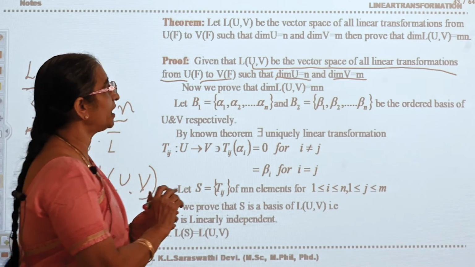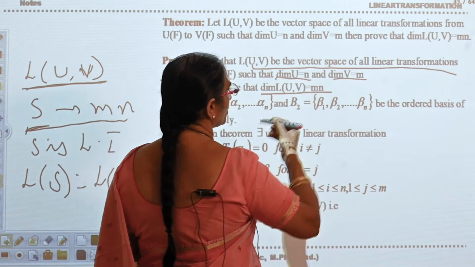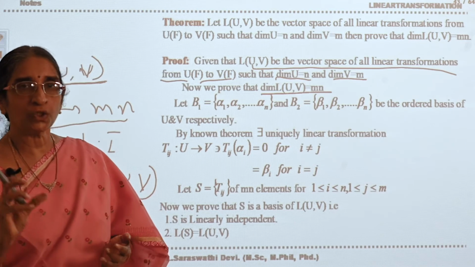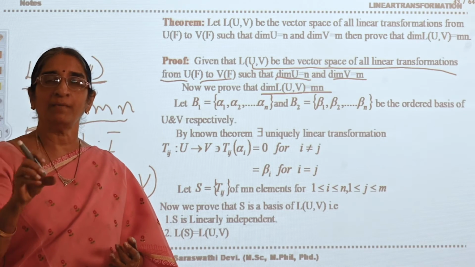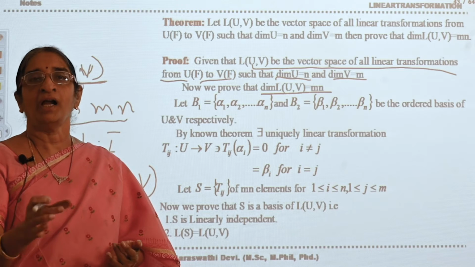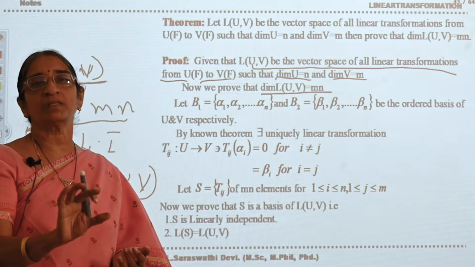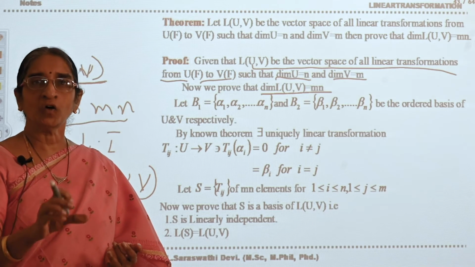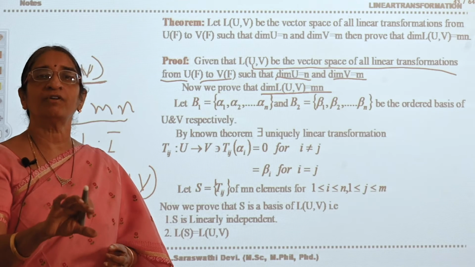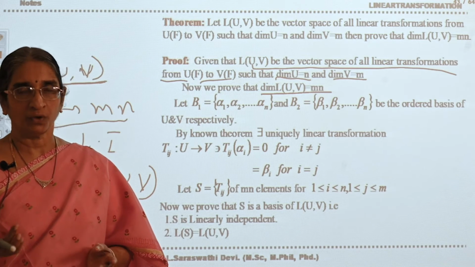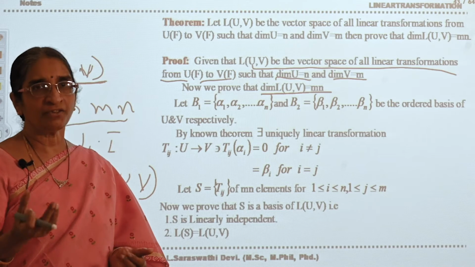In order to show that the dimension of L(U,V) is equal to mn, you have to consider a set with mn elements in L(U,V), and you have to show that that set is a basis of L(U,V), because the number of elements in that set will be equal to mn. Okay, dimension of L(U,V).